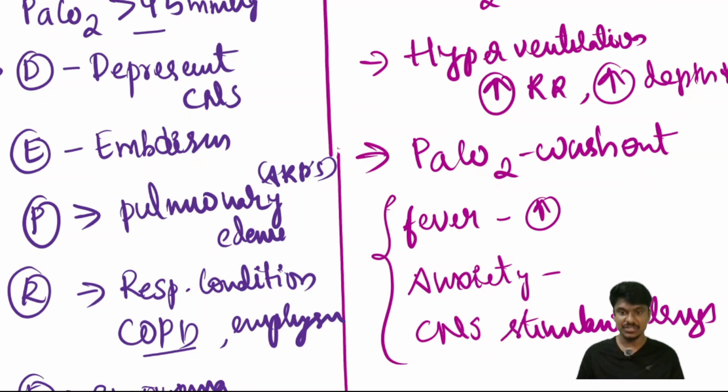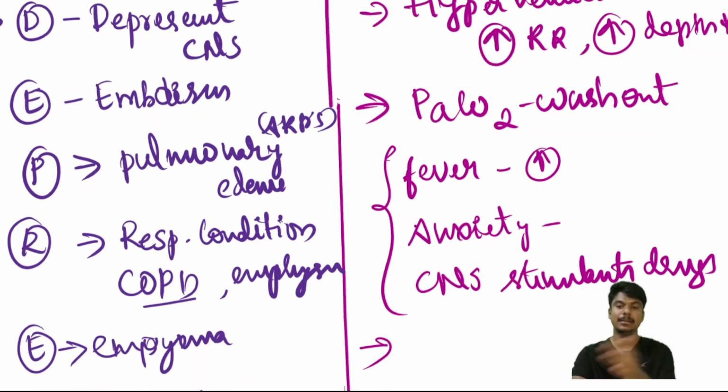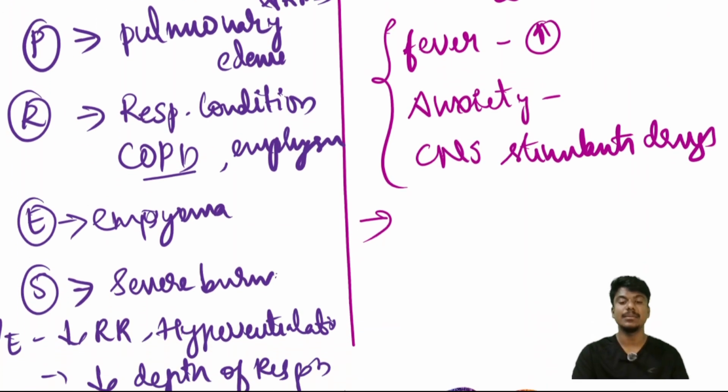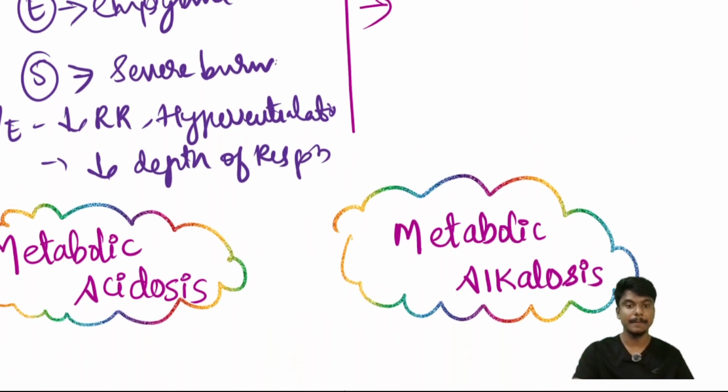All the conditions like increased rate of respiration and increased work of breathing will cause CO2 washout, so it is ultimately going to cause a respiratory alkalosis. Both are dangerous, but if you compare, respiratory acidosis is the much more dangerous condition. Now we'll move towards the metabolic component, metabolic acidosis and metabolic alkalosis.